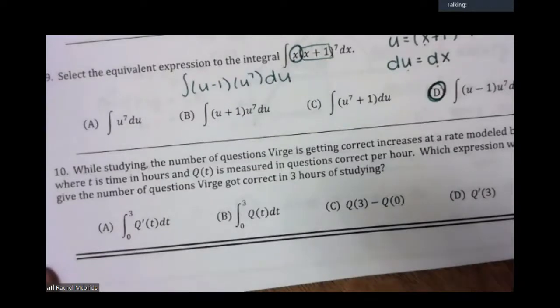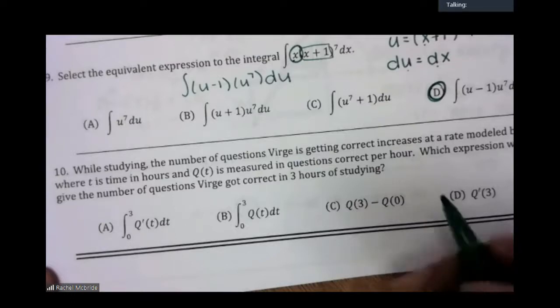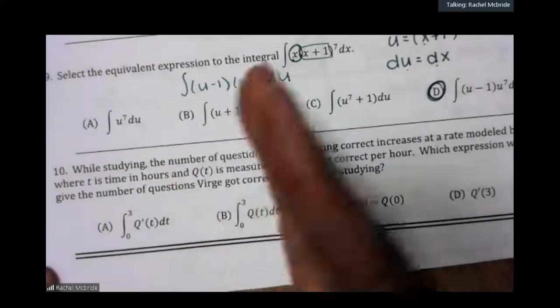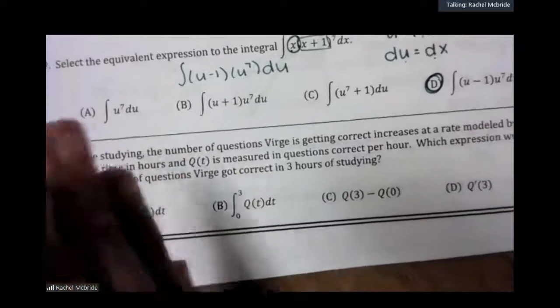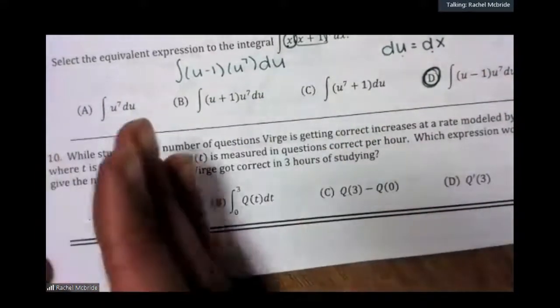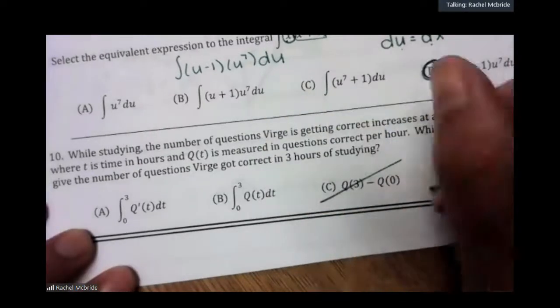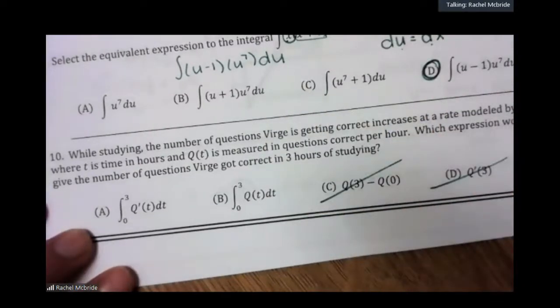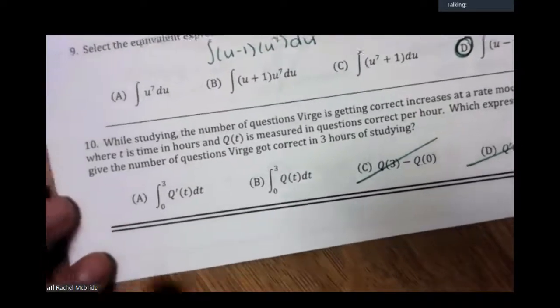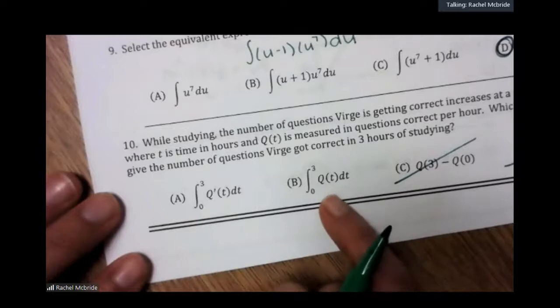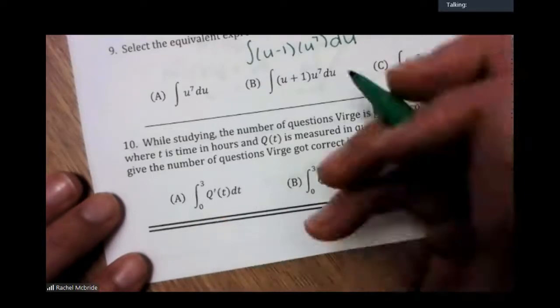So if Q of t represents a rate of correct questions per hour, do I want to integrate or derive to get questions? Yeah, I want to integrate. So goodbye C and D. Now you got a 50-50 shot. Am I integrating the rate of the rate or integrating the initial rate given? Yep.